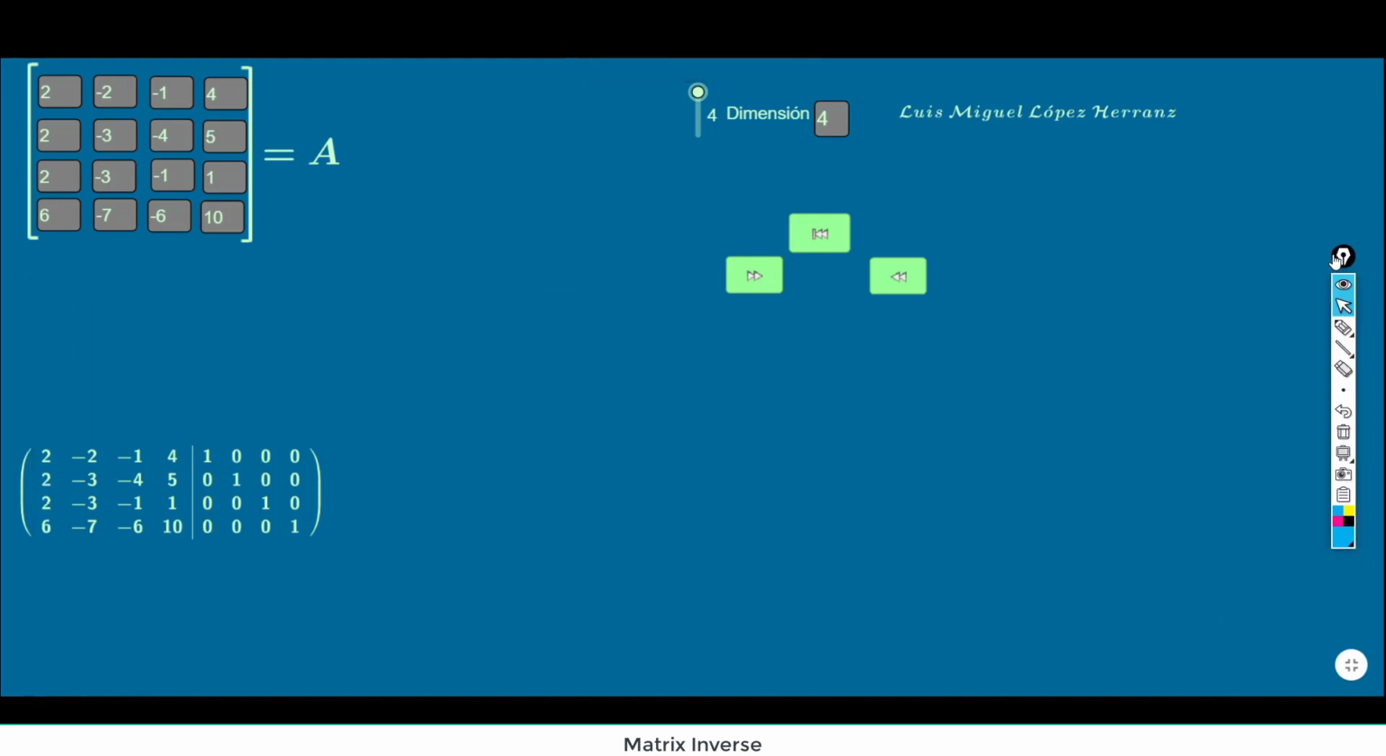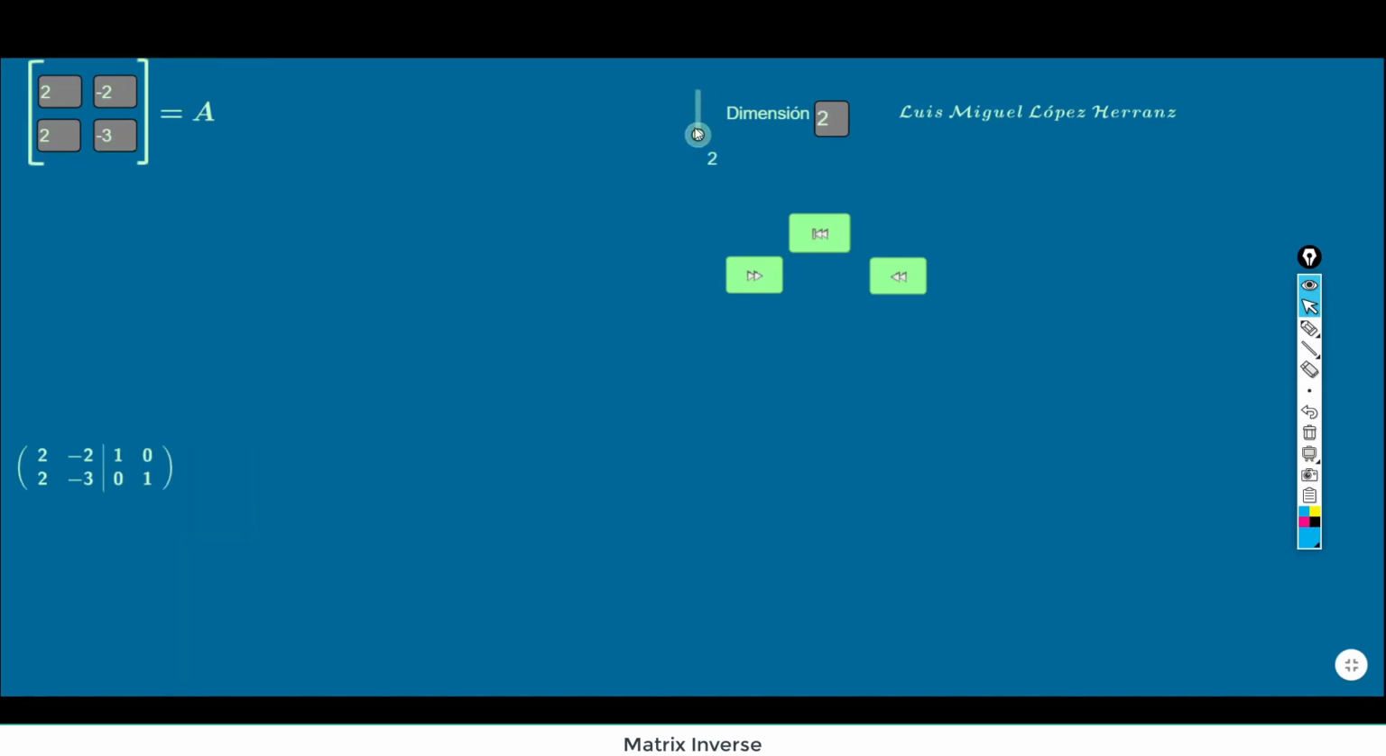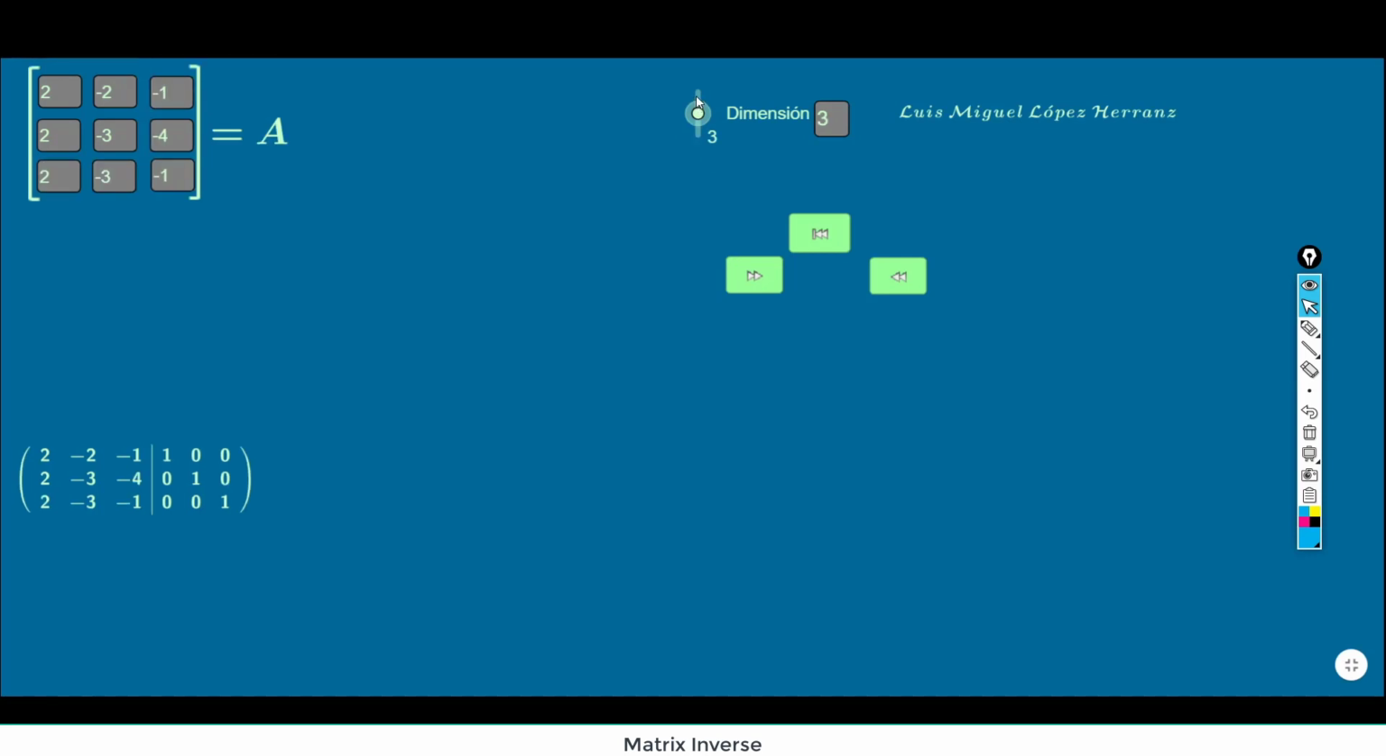This is one such applet which will do the matrix inverse by using row operations. This is the matrix. You can change the entries of the matrix. You can select the dimensions. This applet supports up to 4 dimensions: this is a 2-dimension matrix, 3-dimension and 4-dimension. For row operations, you write the matrix entries here, a vertical line, and you write the identity matrix, and you do certain operations to get the inverse of this matrix.